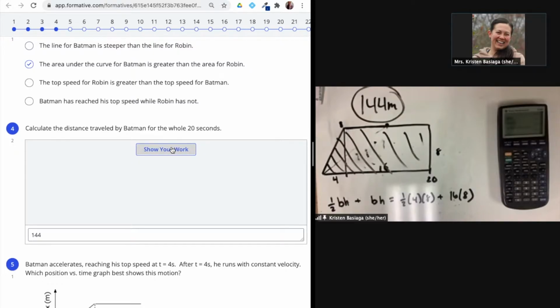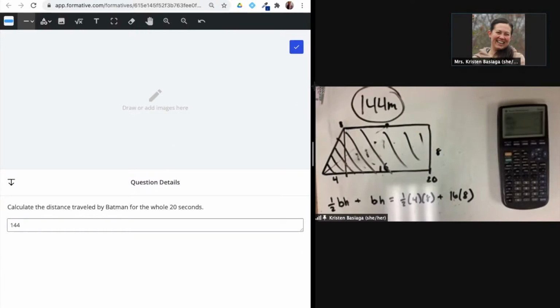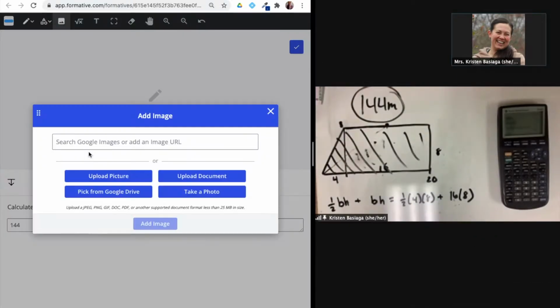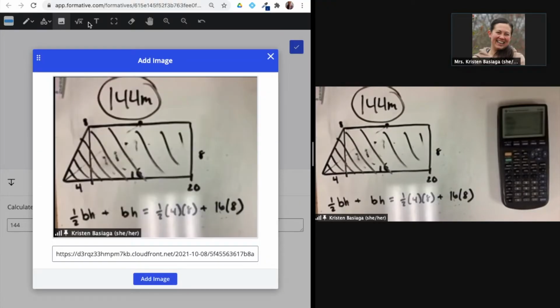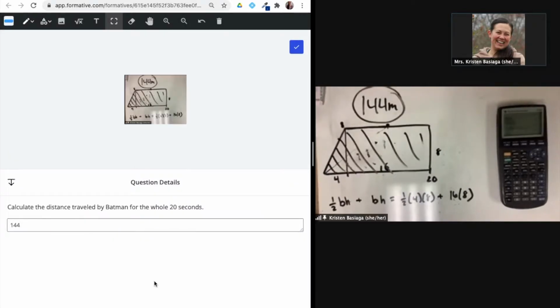So what I'm going to do is click Show Your Work, take a picture of this work, go to Upload Picture, and Add Image. If you're on your iPad and you want to do this by just drawing it on your iPad, you can totally do that as well.